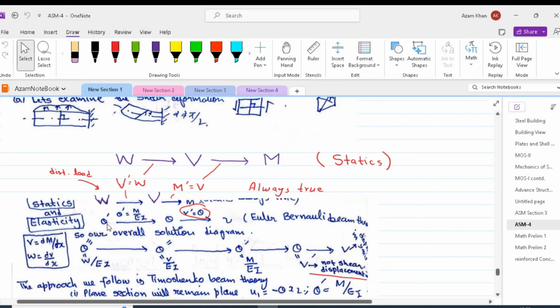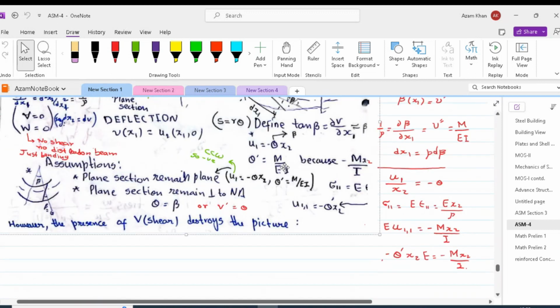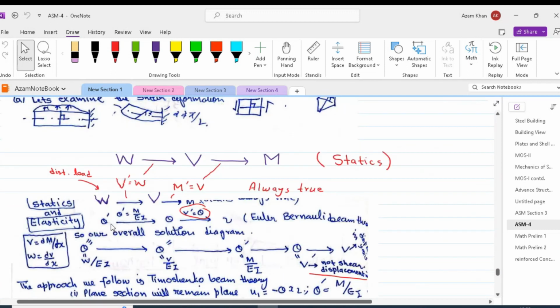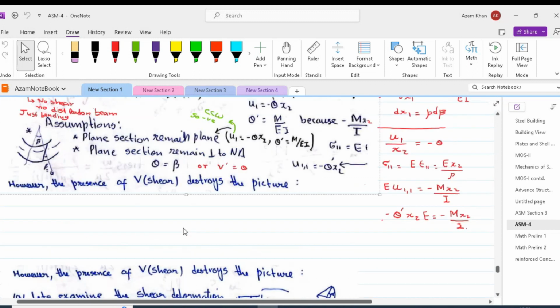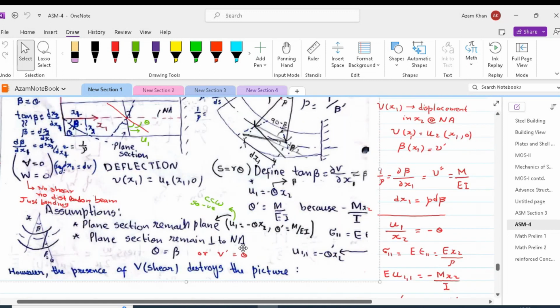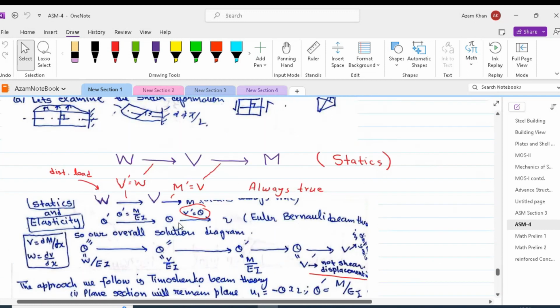The other relation is theta prime, which was equal to M over EI. We can integrate theta prime to get theta, and then according to Euler-Bernoulli theory, this theta is equal to beta, and the vertical deflections are related by this relation theta is equal to v prime. So using this relation, we can integrate and find the final vertical deflection in the case of Euler-Bernoulli beam theory.